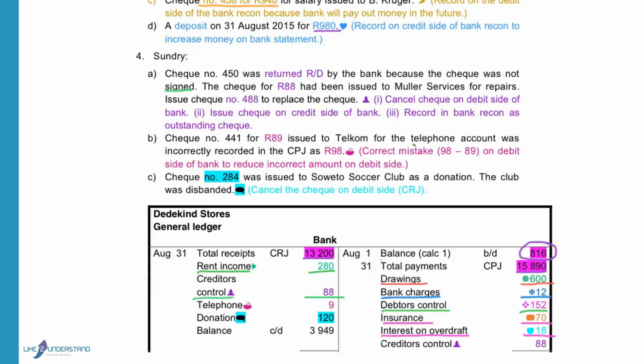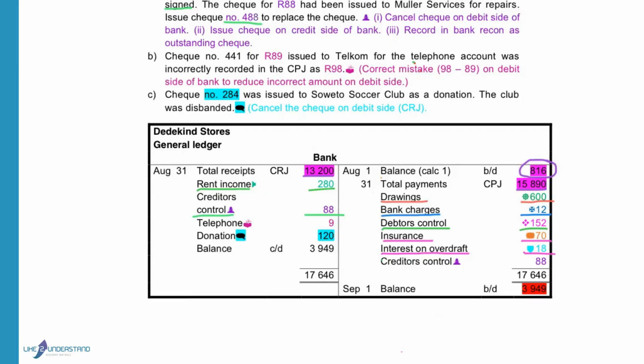Then we will issue a new check for the 88, check number 488 in the cash payments journal. Therefore, we will indicate this check on the credit side of the bank. And the bank account is credited. We pay the creditor, so now we will debit the creditor's control account again to show that we don't owe the money to them. Because this check was only issued now, it means that the bank will have to pay out this money in the future.